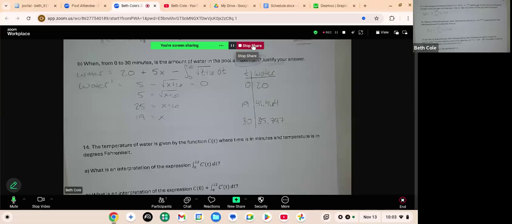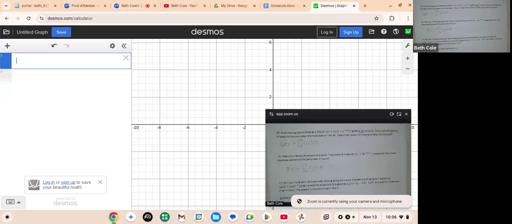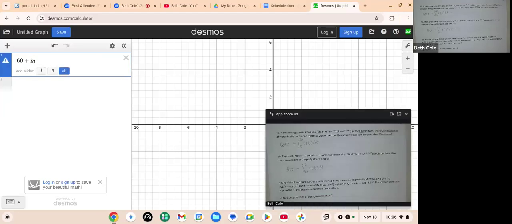And we'll just type these in. All right, so the first one, 60 plus integral from 0 to 30. Oops. There we go.